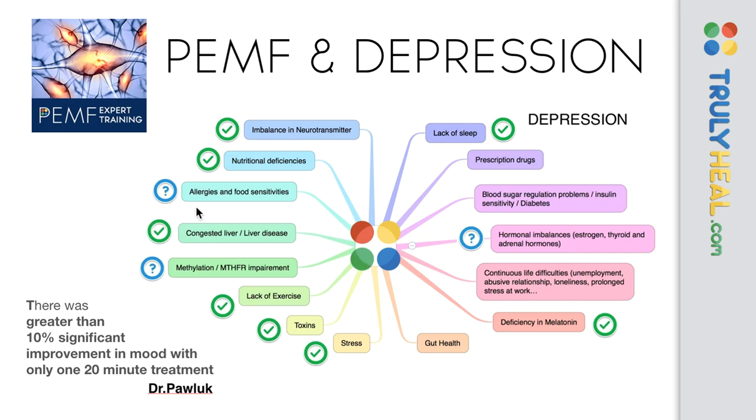Now, when we look at which ones actually are influenced by PEMF, you know that the imbalance of neurotransmitters is greatly enhanced, or the balancing. Then nutritional uptake is greatly enhanced. Allergies and food sensitivities, not. And I put a question mark in because it activates your immune system and it activates the healing process. So if you have leaky gut, which causes those food sensitivities and allergies, the healing process is expedited, but you still need to change your diet.